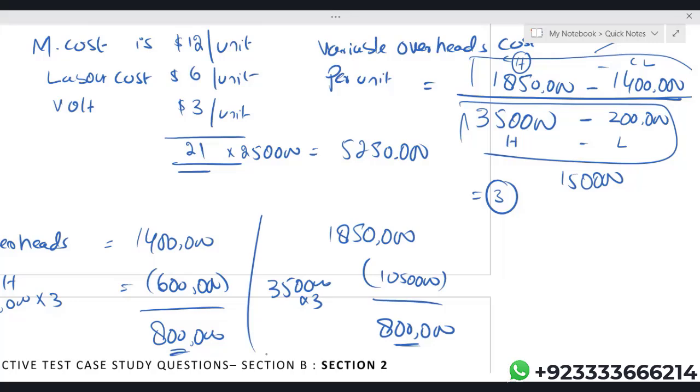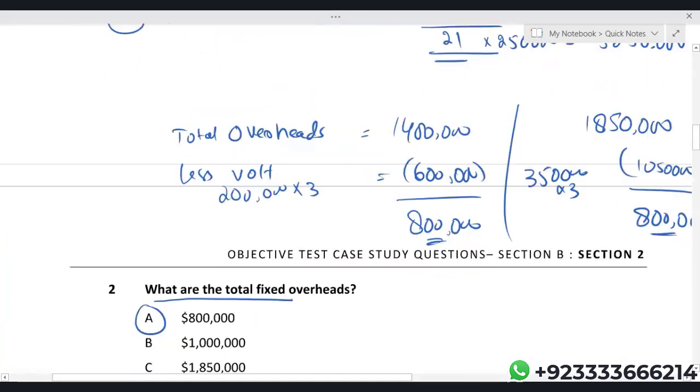Take the total semi-variable overhead at any activity level minus the variable overhead. You will get the fixed overhead. Okay, now let's go ahead.